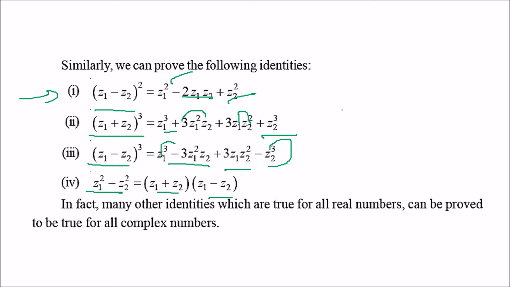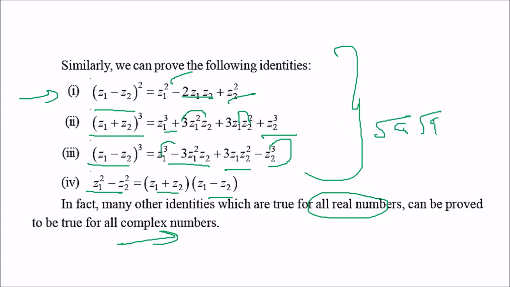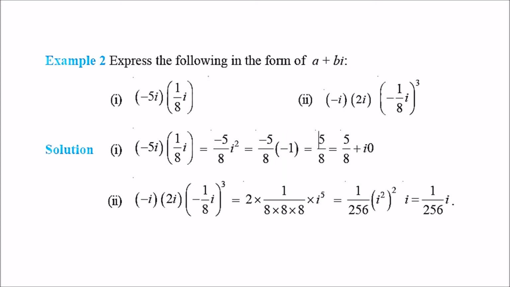And we need to tell that most of the identities which are true for real numbers are true for complex numbers also, but not all. As we have just seen that root a, root b is equal to root ab is not true for these complex numbers. Let us take some example now.